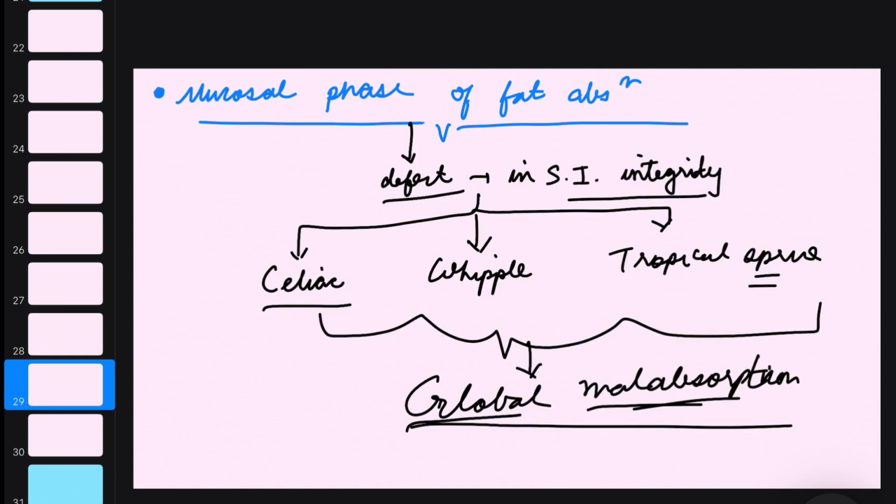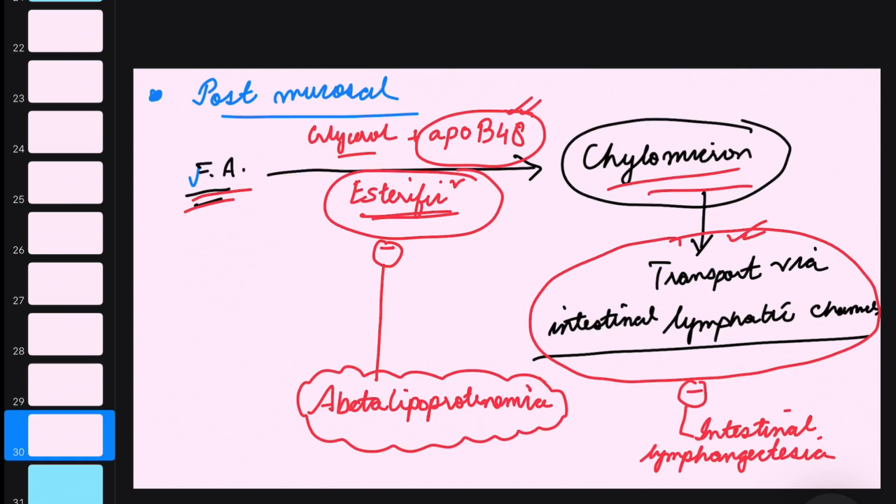Then we came into the mucosal phase, and we saw that the mucosal phase basically involves only global malabsorption conditions which can destroy the integrity of the small intestinal mucosa. These things can affect the mucosal phase of fat absorption, and basically the mucosal phase of every kind of absorption, proteins or carbohydrates as well. This is why these diseases are called global malabsorption syndromes. Celiac disease, Whipple's, tropical sprue. Then we came to the post-mucosal phase, which is basically after the fatty acids were incorporated within the enterocytes.